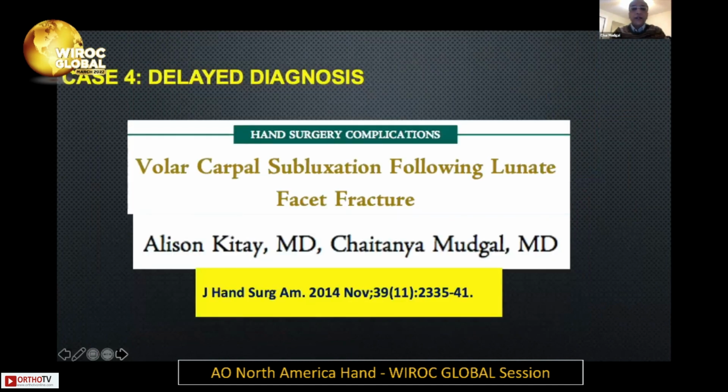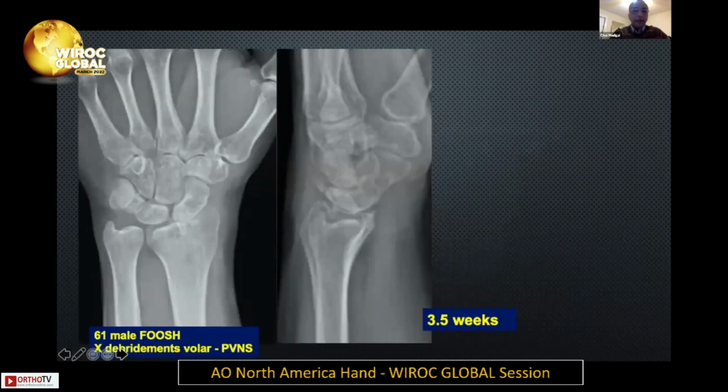How about a delayed diagnosis? This paper highlights the features of delayed diagnosis and how to approach decision-making when taking care of a delayed diagnosis. Here's a male who underwent multiple debridements for PVNS affecting his wrist. And the surgeon who took care of him had done all of these debridements using an extensile carpal tunnel release approach. So I had no choice but to utilize that.